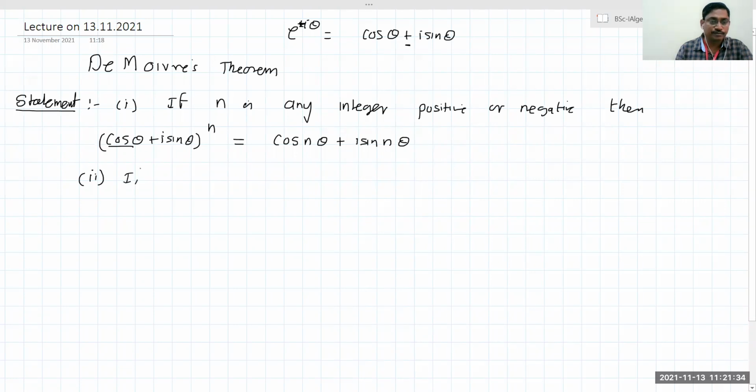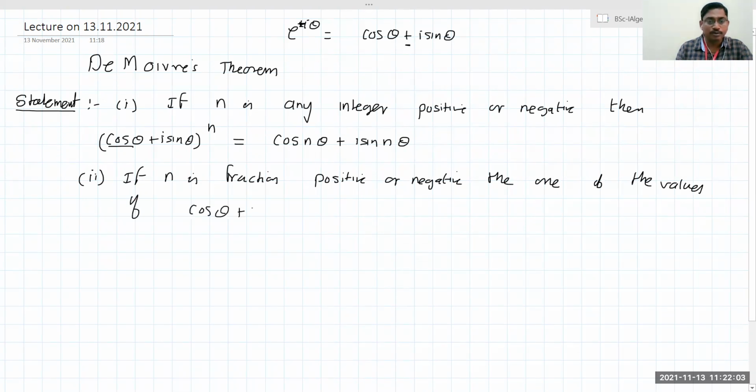If n is a fraction, positive or negative, then one of the values of cos theta plus i sin theta raised to n, where n is fractional and may be p upon q depending on whether p upon q is positive or negative, is cos of n theta plus i sin n theta.